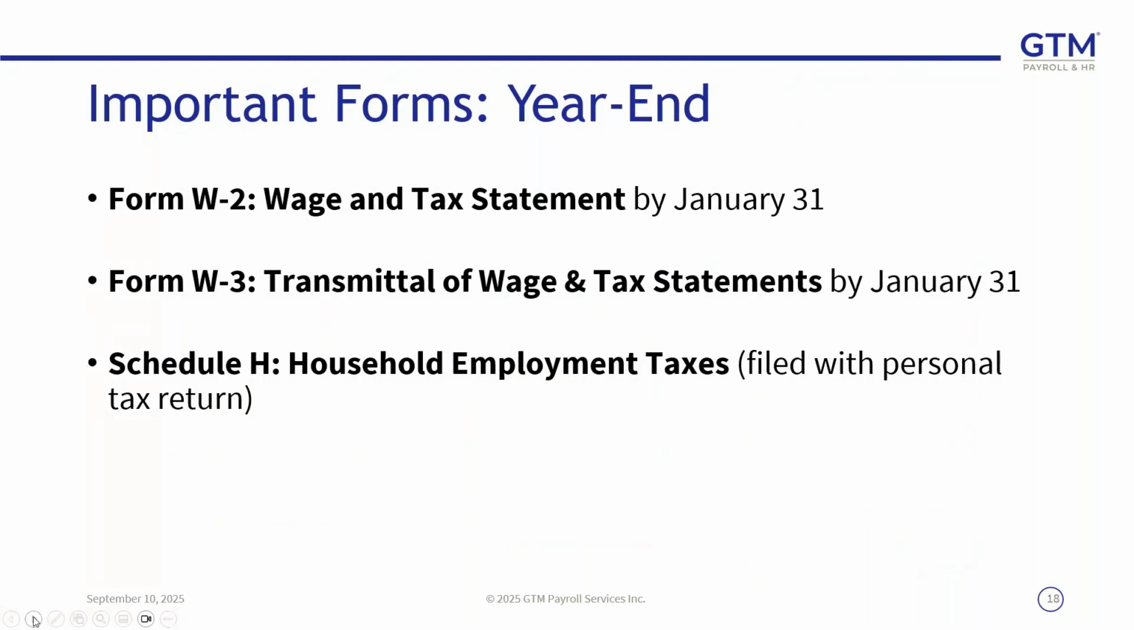So at year end, the employee needs to receive their W-2 by January 31st. Also, Form W-3 and Copy A of W-2 must be submitted to the Social Security Administration by that same date. And then the Schedule H is filed with the employer's personal tax return.